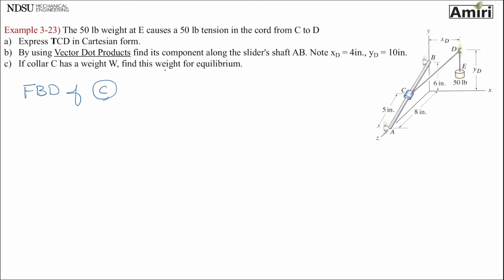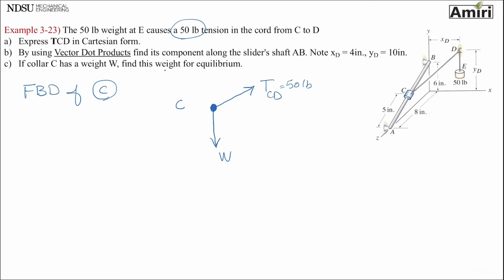Okay, so let's see. Isolate, outline, that is my point C. Active forces. Forces that are trying to move it. I see two. One is the W that they gave us, which we want to find, and one is that TCD. That one is trying to move it. That we just found. How much is it? It's 50 pounds. It's given. And we have it in vector form as well.